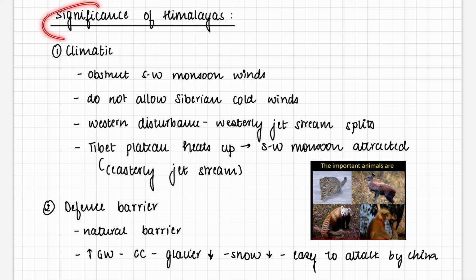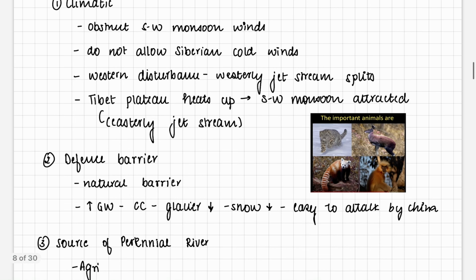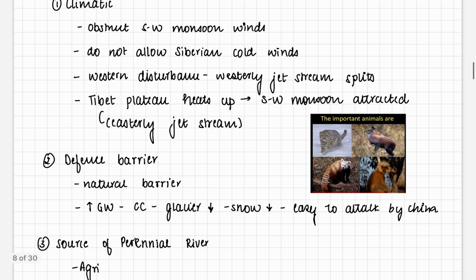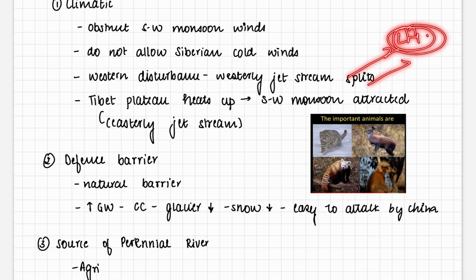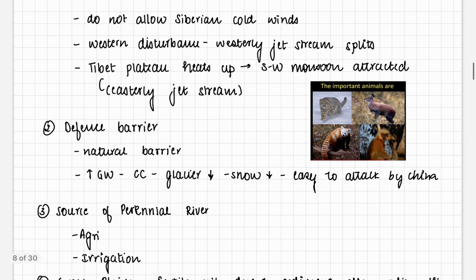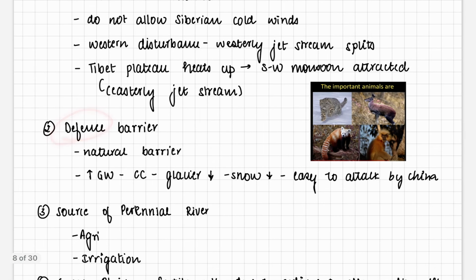The significance of the Himalayas is that they obstruct the southwest monsoon winds, giving rainfall to the Punjab plains and the northern plains. They do not allow the Siberian winds to cross through and create cold regions here. They generally split the subtropical westerly jet stream, which causes the western disturbance in the northern plains. During the monsoon, the Tibet Plateau heats up, creating a low pressure zone and hence drawing winds towards it. It acts as a defense barrier for India.